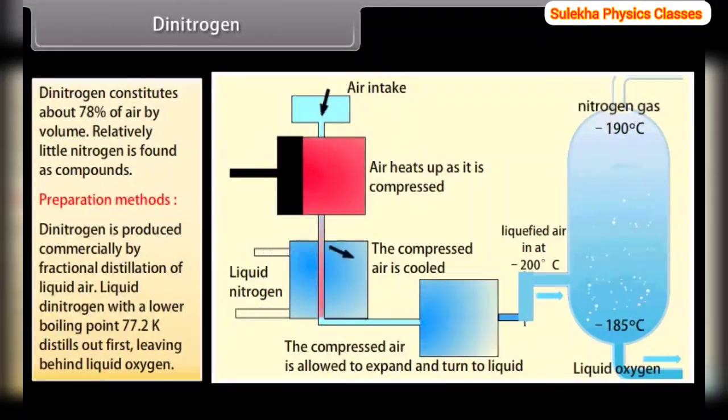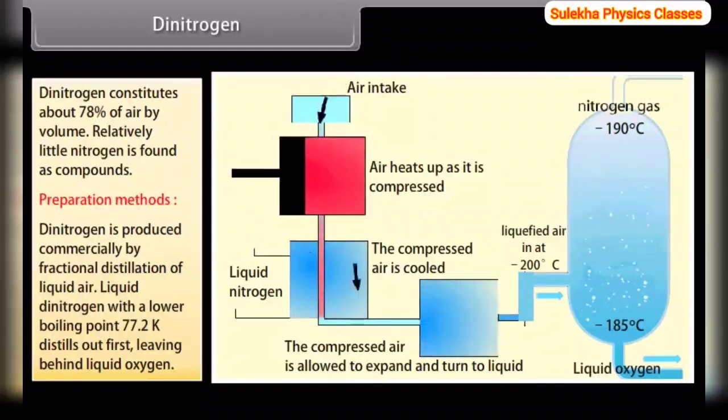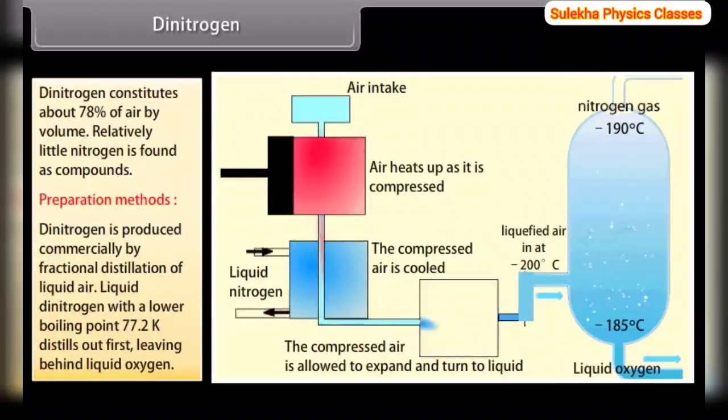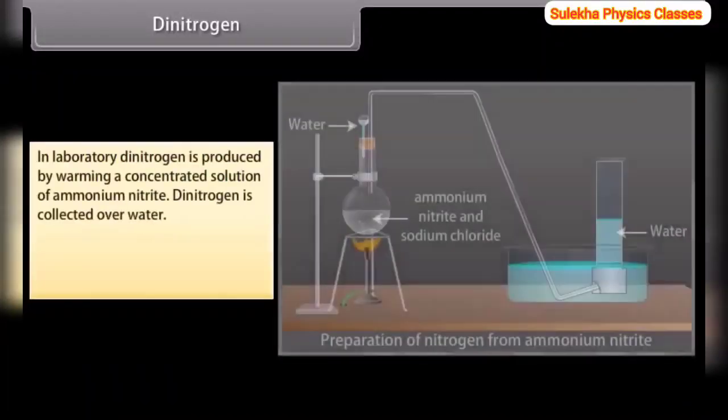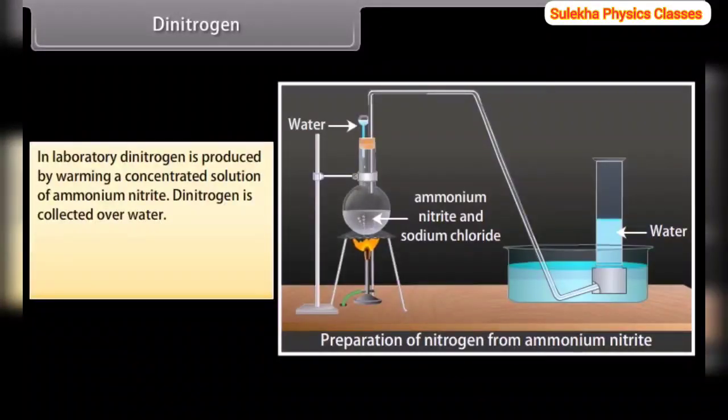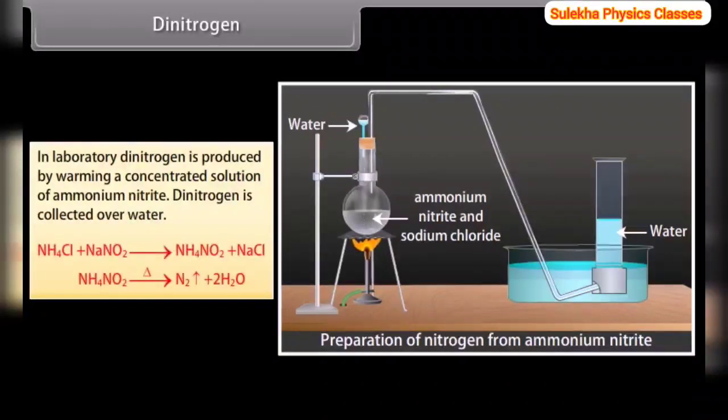Dinitrogen is produced commercially by fractional distillation of liquid air. Liquid dinitrogen, with a lower boiling point, 77.2 Kelvin, distills out first, leaving behind liquid oxygen. In the laboratory, dinitrogen is produced by warming a concentrated solution of ammonium nitrite. Dinitrogen is collected over water.